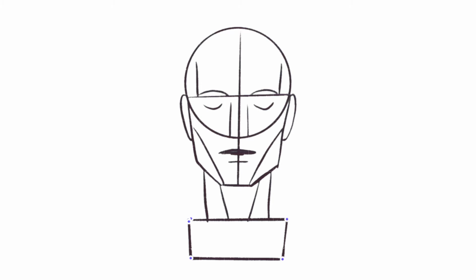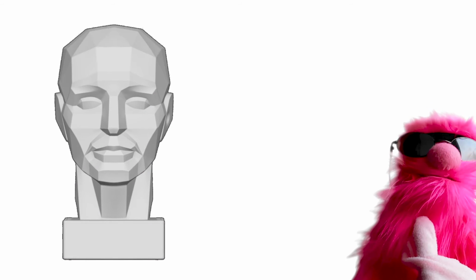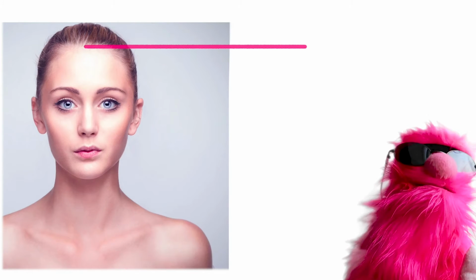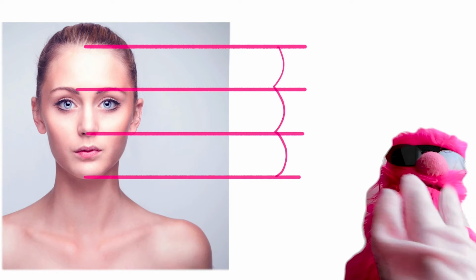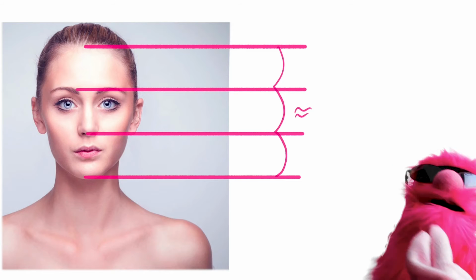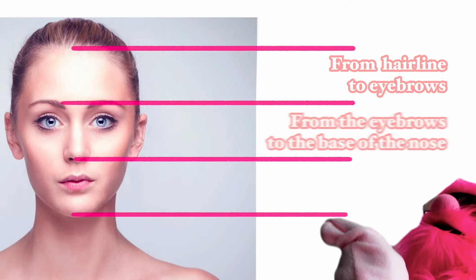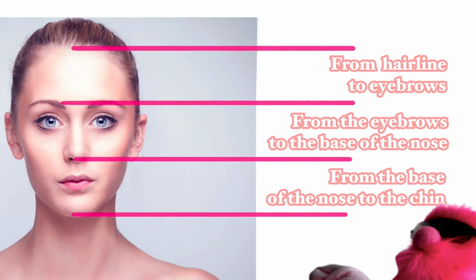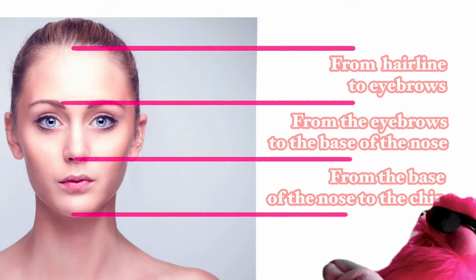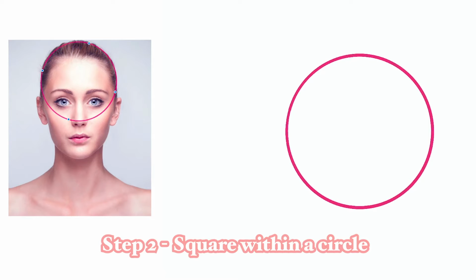In my work, I use a method of thirds. What's the method of thirds, Boris? It's believed that a person's face can be visually divided horizontally into three identical parts: from hairline to eyebrows, from the eyebrows to the base of the nose, and from the base of the nose to the chin.